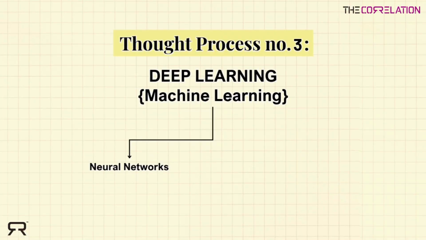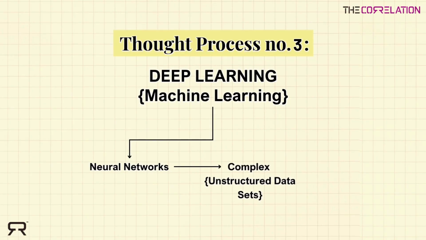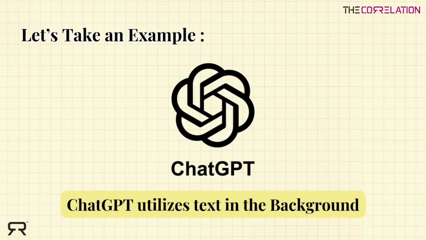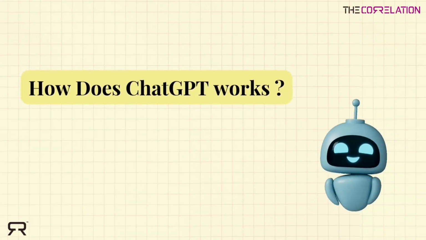Because deep learning, unlike data analytics and machine learning, also uses a little more complex, unstructured data sets. Things like text. So text example, let's say ChatGPT. So ChatGPT utilizes text in the background. It's a transformer. And वो काम कैसे कर रहा होता है?